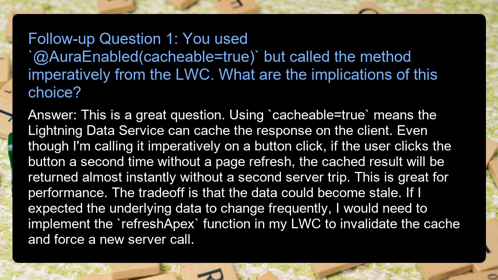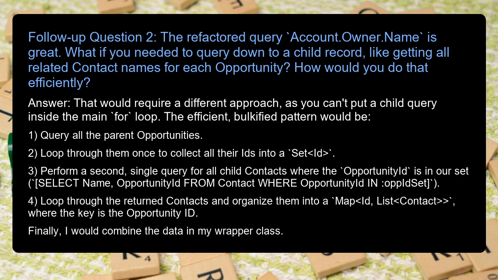The trade-off is that the data could become stale. If I expected the underlying data to change frequently, I would need to implement the refreshApex function in my LWC to invalidate the cache and force a new server call. Follow-up question 2, the refactored query account.owner.name is great. What if you needed to query down to a child record, like getting all related contact names for each opportunity? How would you do that efficiently?